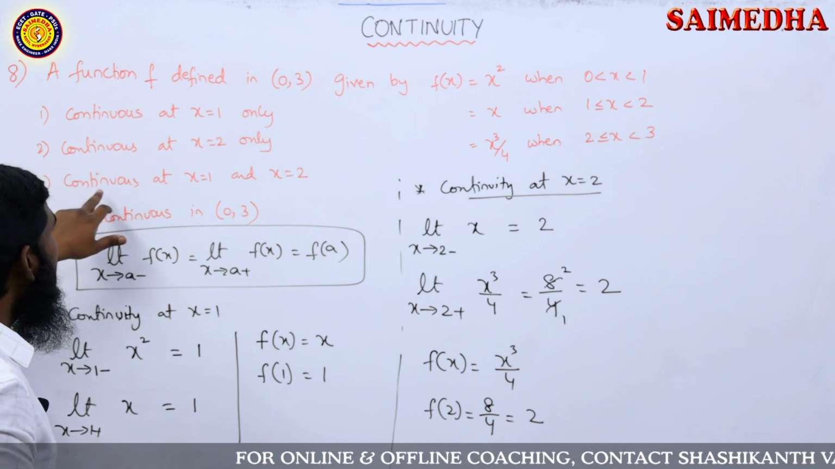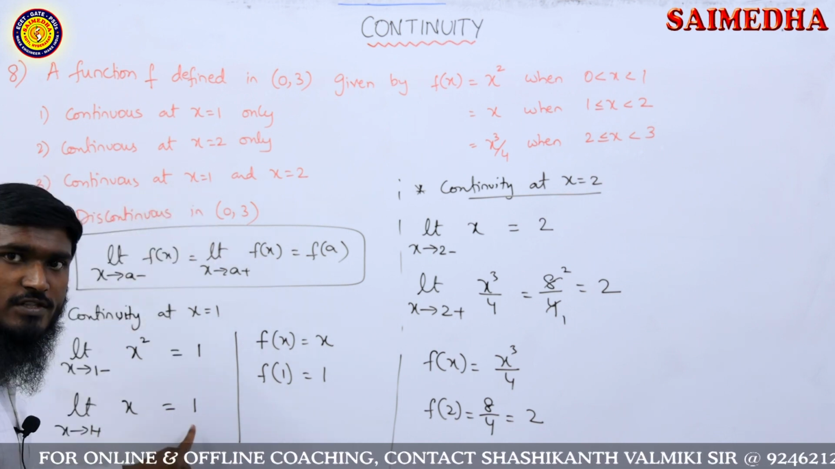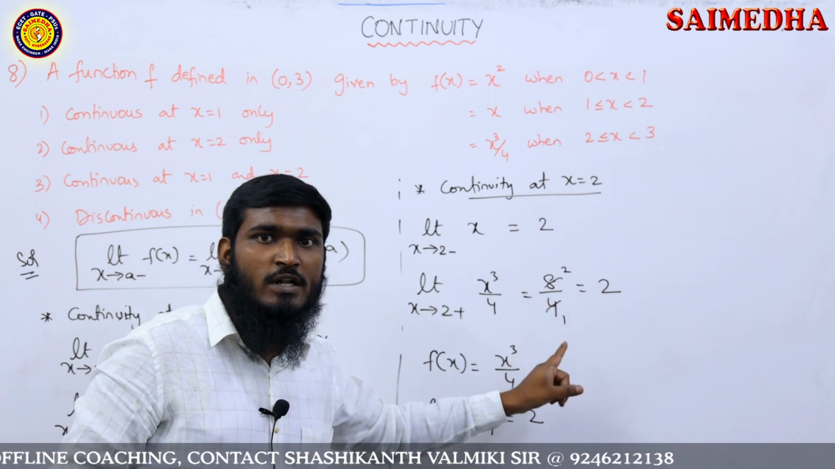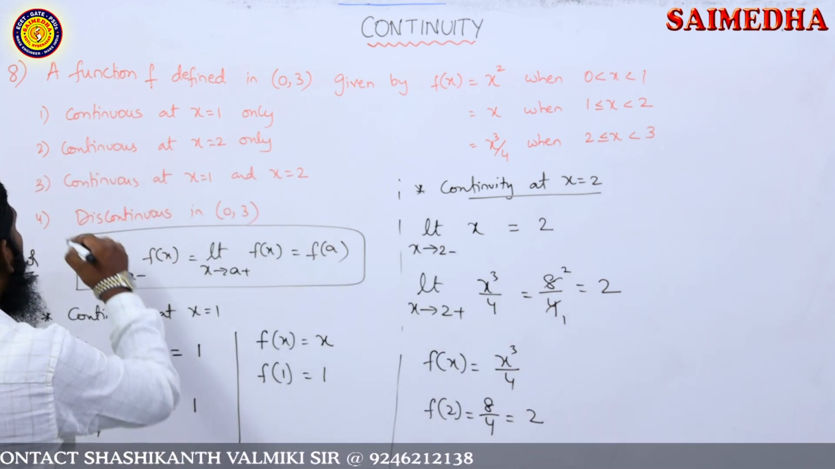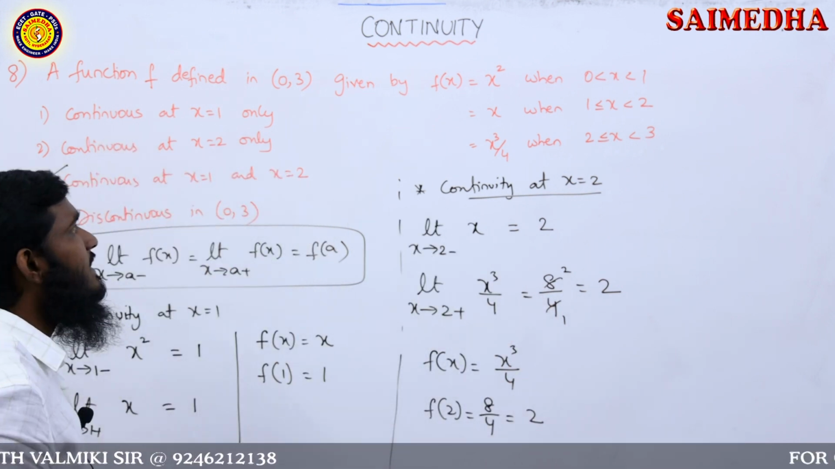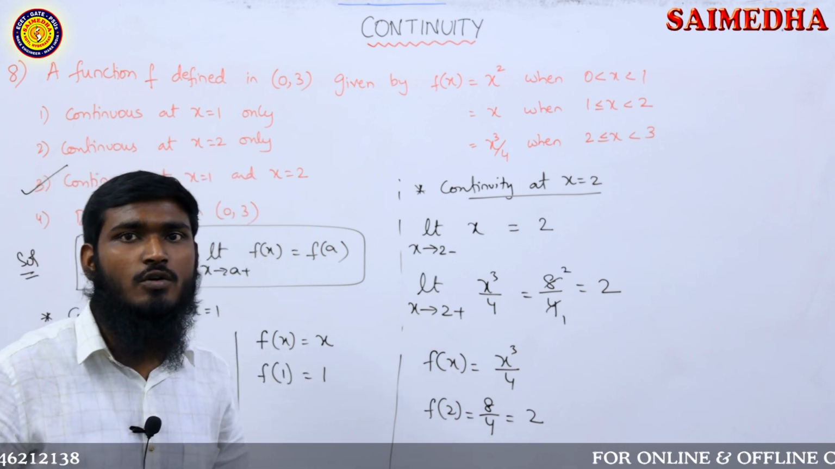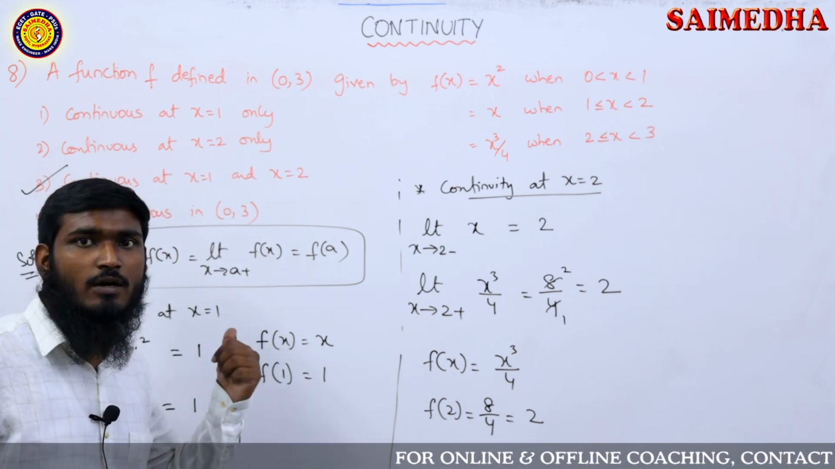What is the third option? Continuous at x equals 1 as well as x equals 2. So let us go with option number 3: continuous at x equals 1 and x equals 2. Now pause the video, note it down.